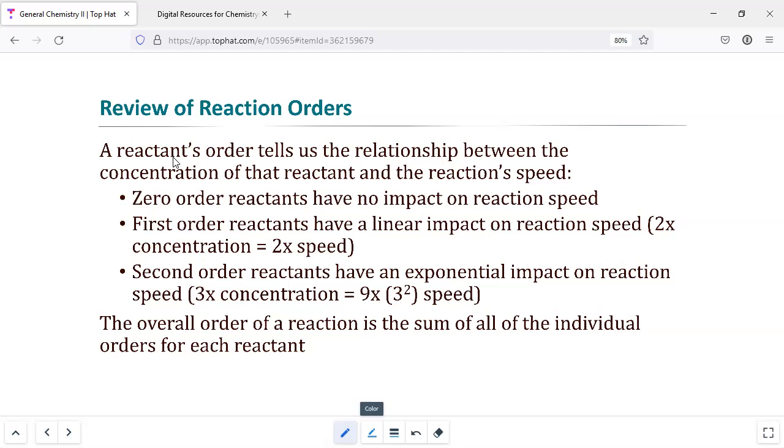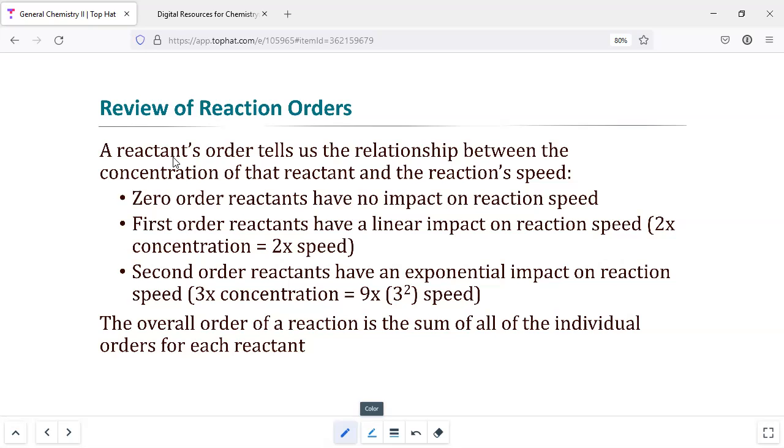So what do those orders actually mean? Well, what we're getting here in order is a relationship between the concentration of an individual reactant and the speed of reaction. And what's kind of mind-blowing about this is that in a given chemical reaction, different reactants can have different impacts on the speed of the reaction itself.